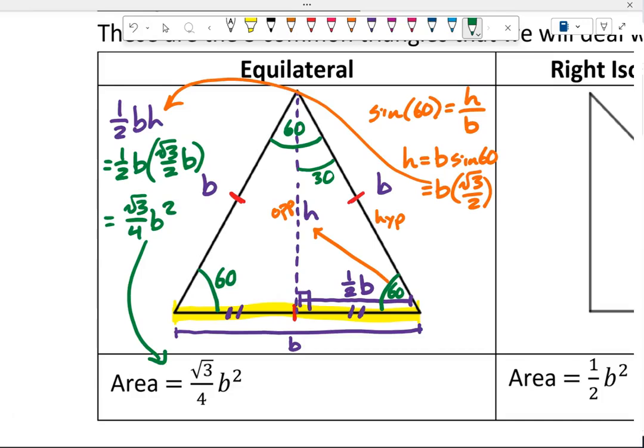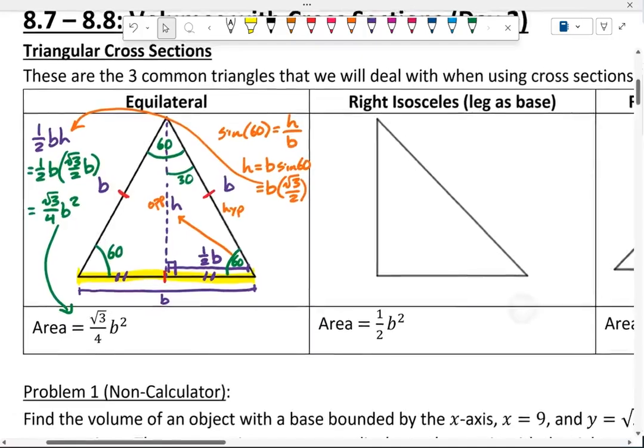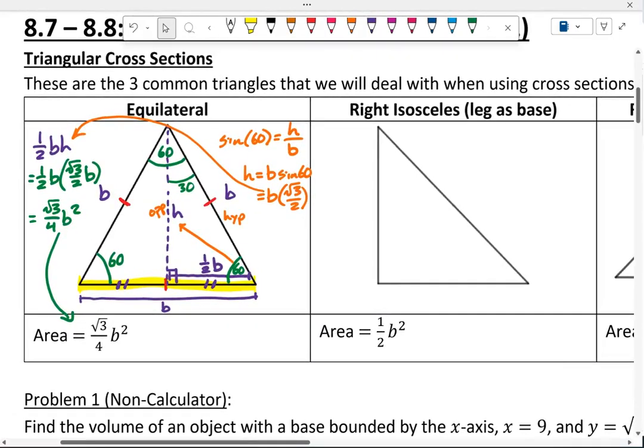Exactly. So this is where it comes from. That's a lot more complicated. The other way is to use the Pythagorean theorem, which you totally can. It would be h squared plus half b squared equals b squared, and you can solve for h that way. All right. The other two are easier to figure out where the equations come from. Is everybody good with the equilateral?